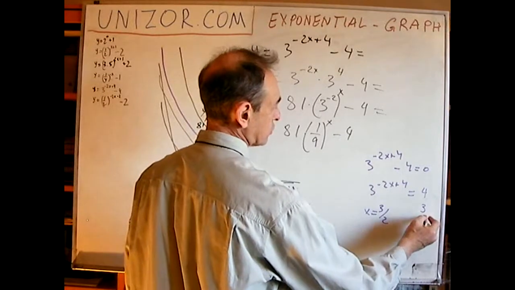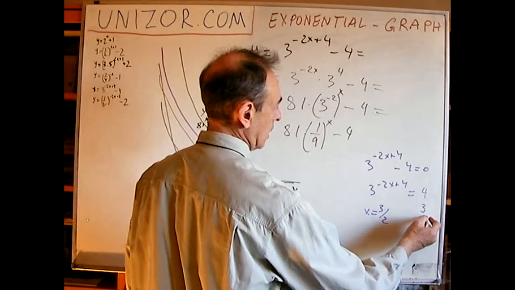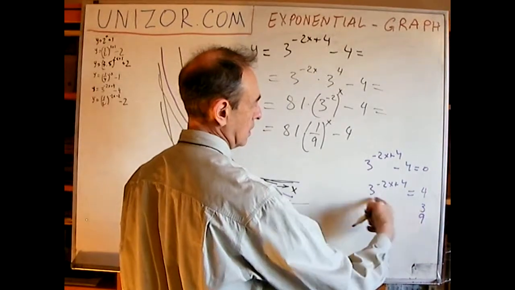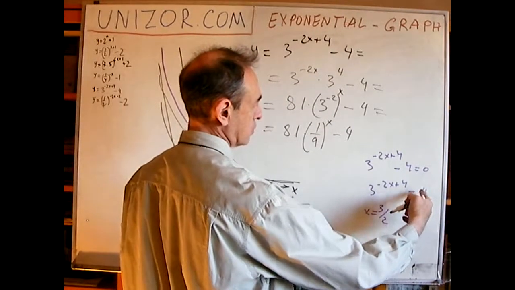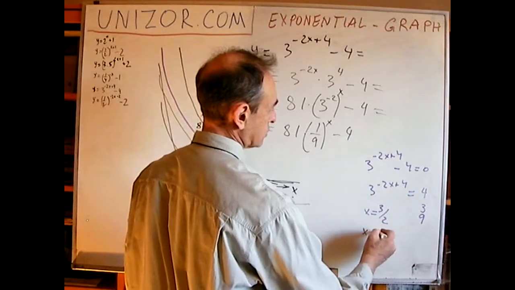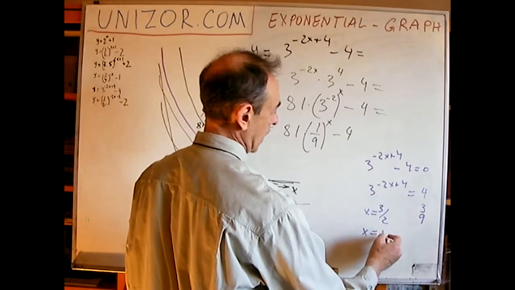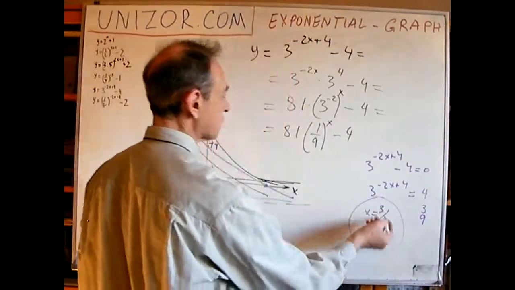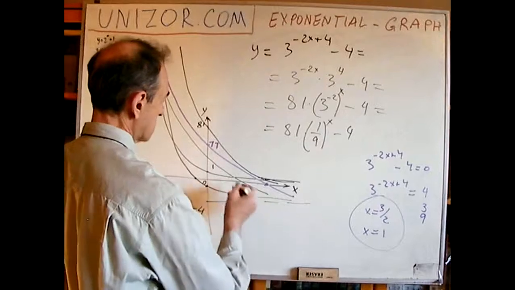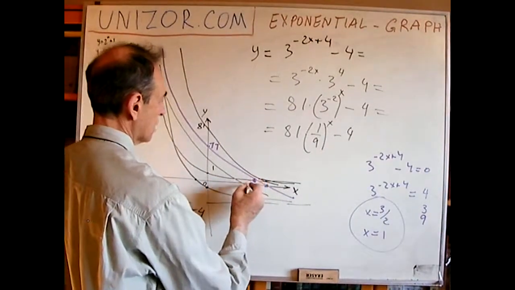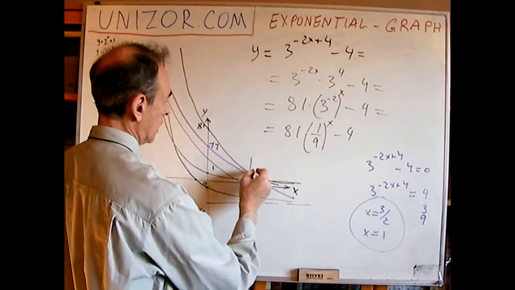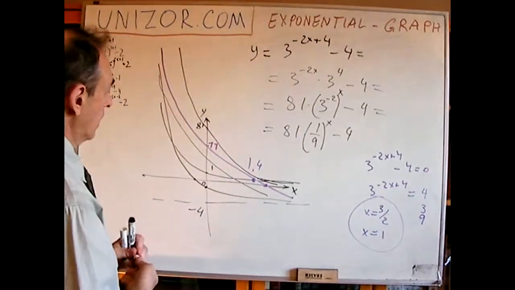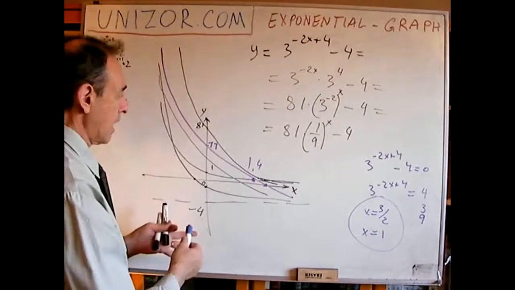If it's equal to, let's say, 9, it would be 2, so x should be equal to 1. So for 4, it would be somewhere between 3/2, 1.5 and 1. So wherever this point is, it should be something like 1.4 or something like this. Anyway, this is the behavior of the graph.